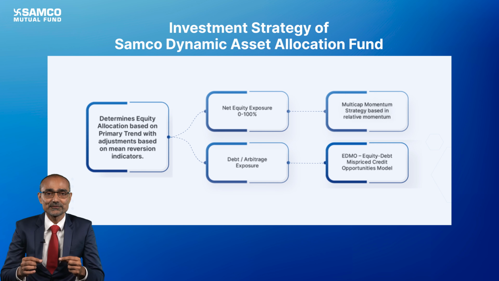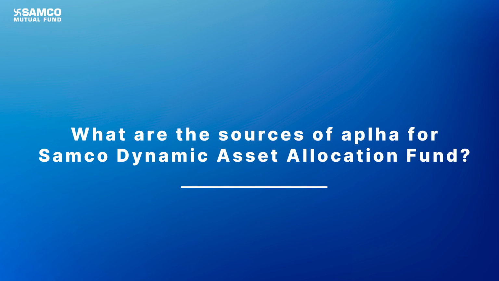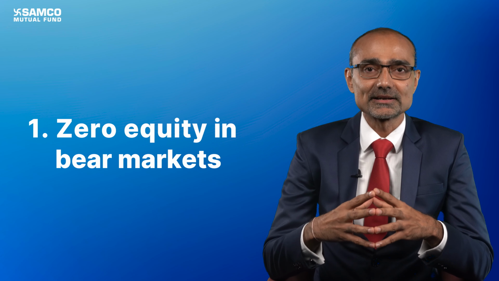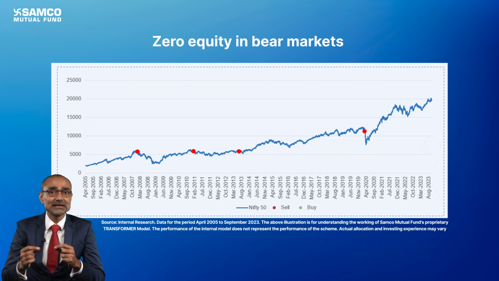by Samco DEF. What are the sources of alpha for Samco DEF? Let me explain four sources of alpha. First, zero equity exposure in bear markets. This is an important feature which helps in reducing drawdowns and volatility. This gives freedom to the investor to use his or her capital during uncertain times and stands the chance to withdraw the full amount of capital with limited drawdowns. The red dots are complete exits from equity and the green dots are full entries back into equities.